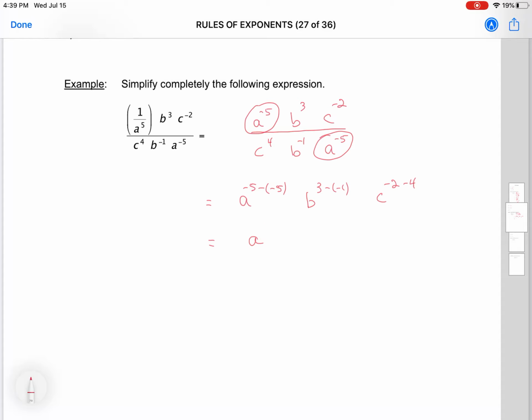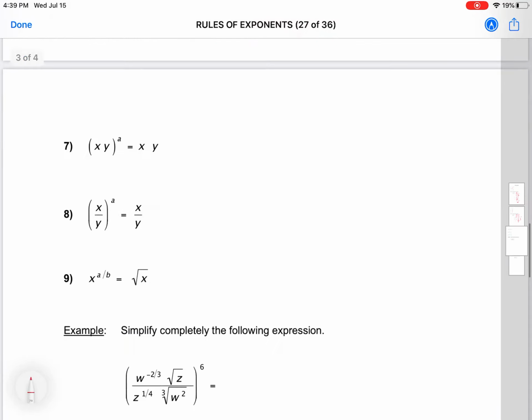Minus 5 minus 5, that's minus 5 plus 5, that's a to the 0. b to the 4, and c to the minus 6. So that's 1, b to the 4, and I'm going to write c to the minus 6 as 1 over c to the 6, simply because I don't want my final answer to have any negative exponents in it. That's an old calculus trick. If you can avoid negative exponents later on in the course, you will actually be better off. So answers without negative exponents. Finally, we get b to the 4 over c to the 6.